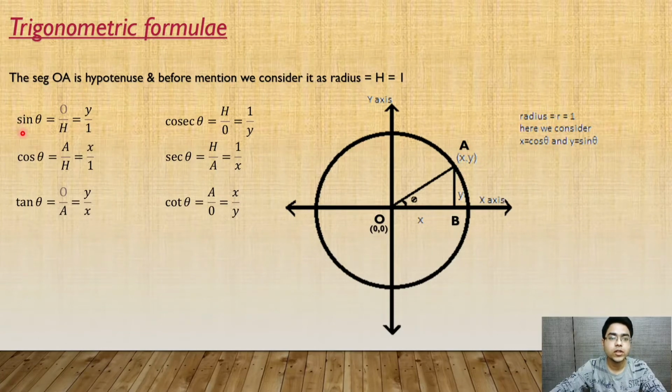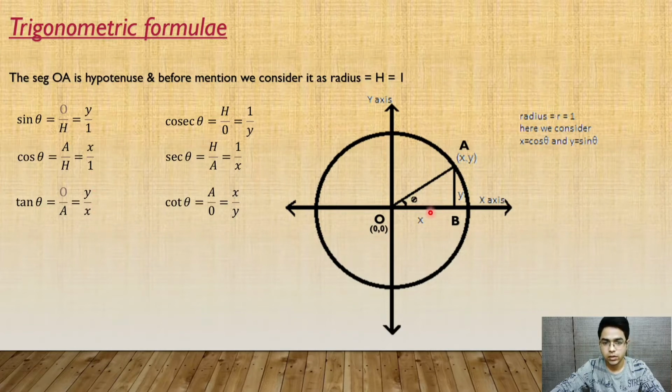We have seen before that sine theta is equal to opposite upon hypotenuse, cos theta is equal to adjacent upon hypotenuse, tan theta is equal to opposite upon adjacent, cosec theta is equal to hypotenuse upon opposite side, sec theta is equal to hypotenuse upon adjacent side, cot theta is equal to adjacent upon opposite side. I have written it symbolically here. Now we are going to see that sine theta's value is y by 1, cos theta's value is x by 1, tan theta's value is y by x.